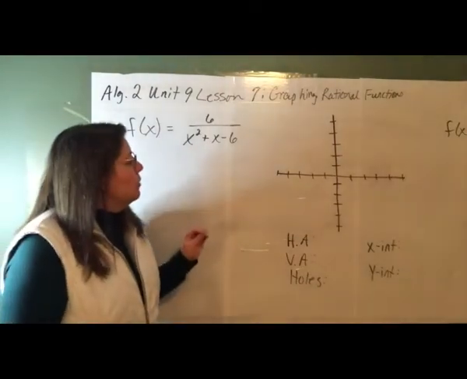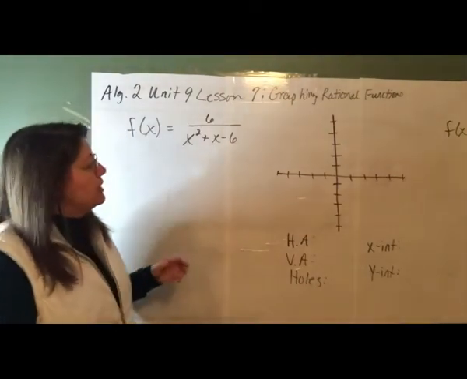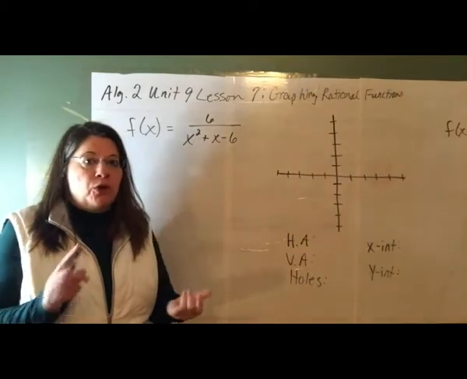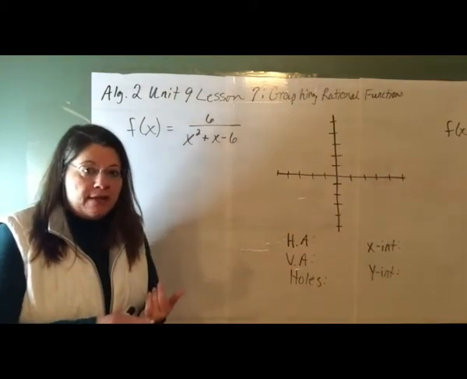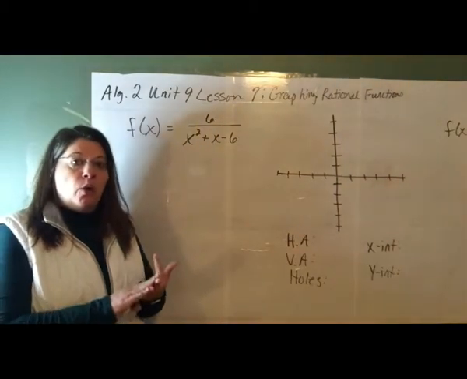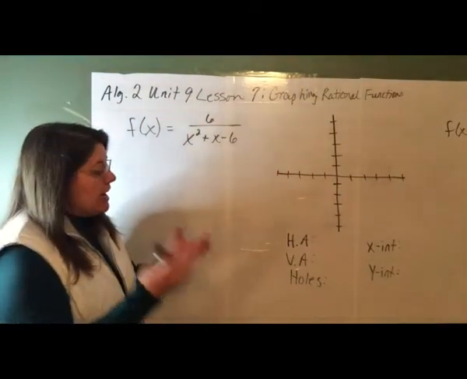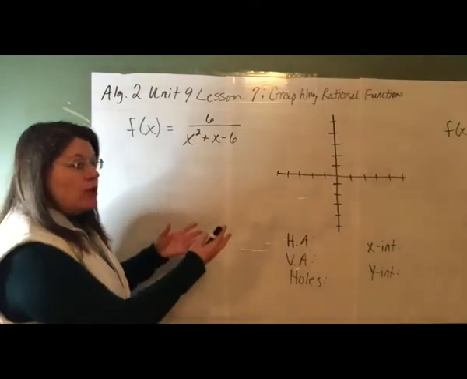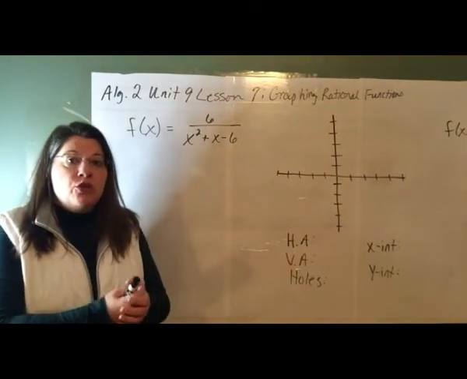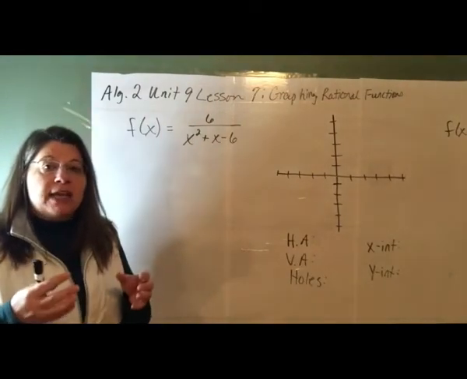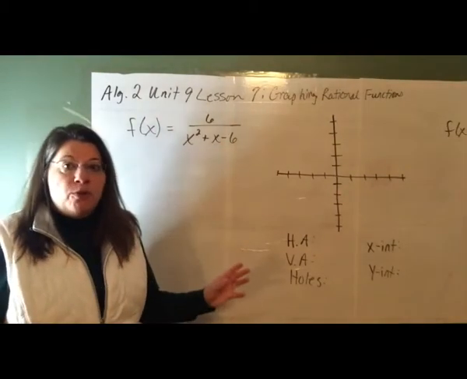So in this one, we're going to put everything together that we've learned. We're going to use our knowledge of horizontal asymptotes, vertical asymptotes, and holes, and x and y intercepts, and then we're going to take that information and graph it on a coordinate system, and then we're going to use Desmos to help us fill in the gaps so that we don't have to do so much by hand.